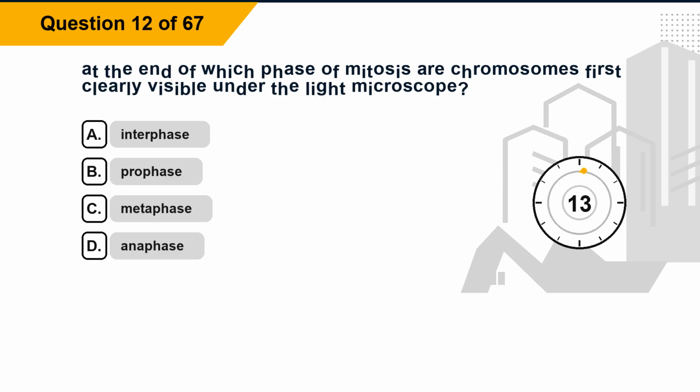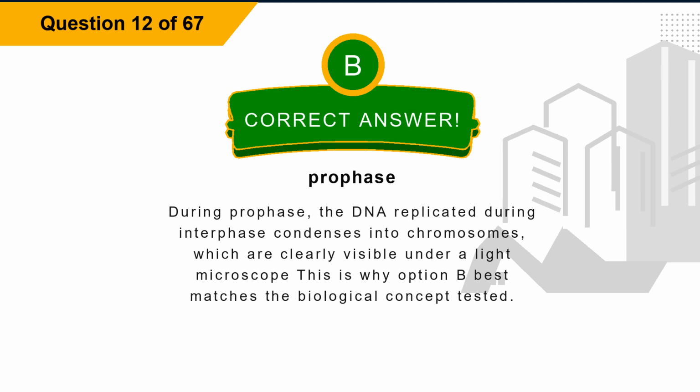Question 12. At the end of which phase of mitosis are chromosomes first clearly visible under the light microscope? Option A, interphase. Option B, prophase. Option C, metaphase. Option D, anaphase. The correct answer is option B, prophase. Explanation. During prophase, the DNA replicated during interphase condenses into chromosomes, which are clearly visible under a light microscope. This is why option B best matches the biological concept tested.